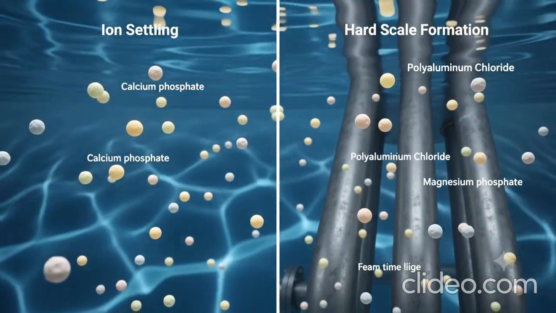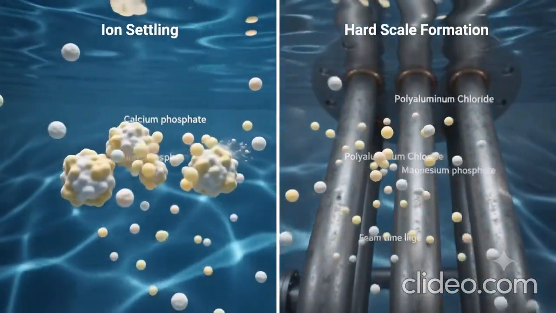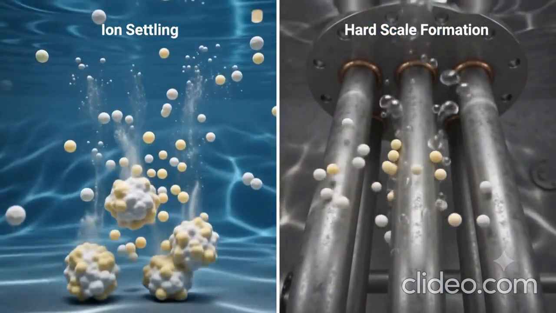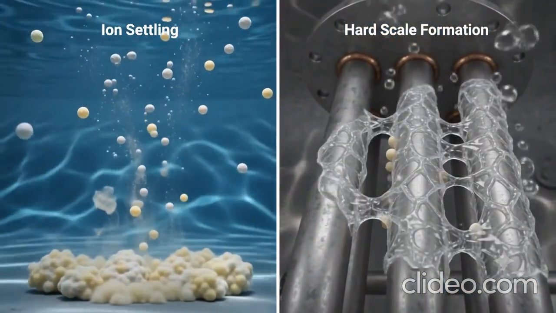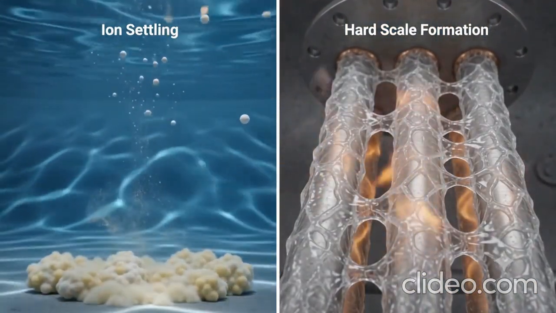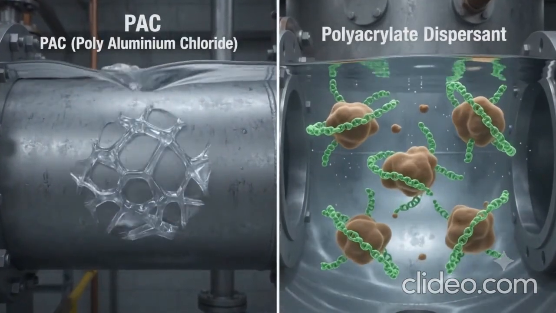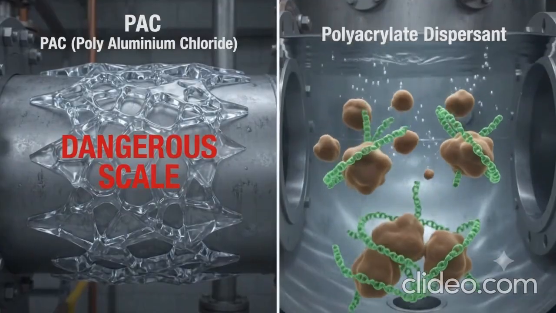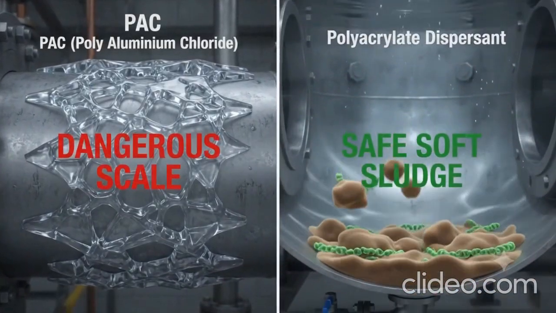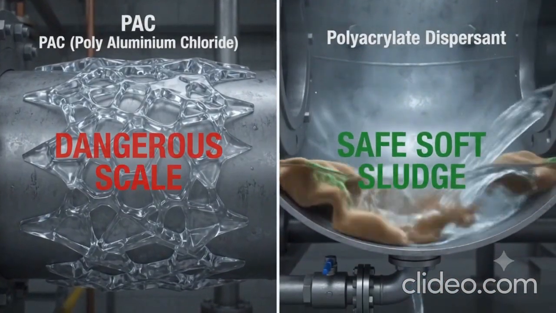While PAC can effectively settle ions, it also poses a serious risk of forming highly insulating hard scale on your boiler tubes. While PAC settles ions, it forms dangerous analcite scale. Polyacrylate keeps sludge soft and dispersible for easy removal through blowdown.